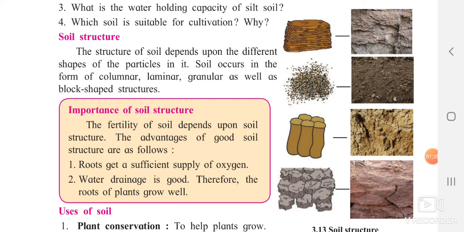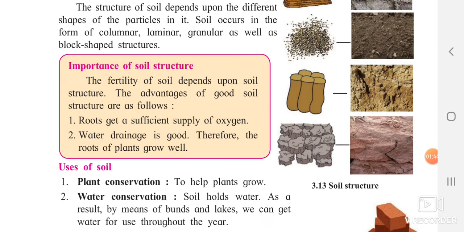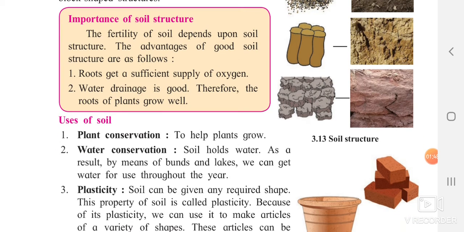Water drainage is good. Water drainage means absorbing of water by the soil. It is good because of the good soil structure. Therefore the roots of the plants grow well, and that is the reason the roots go deep underneath and grow well. So what are the uses of this soil? Plant conservation means they help the plants to grow properly.